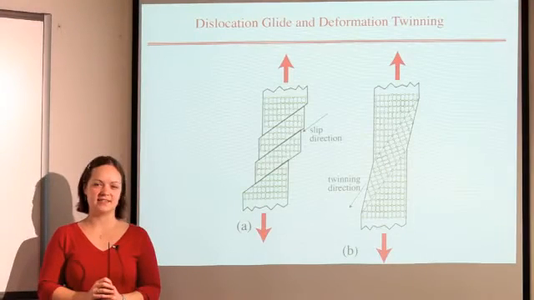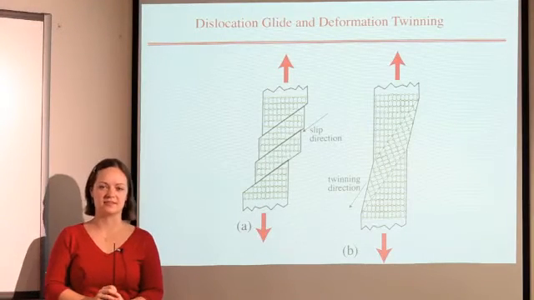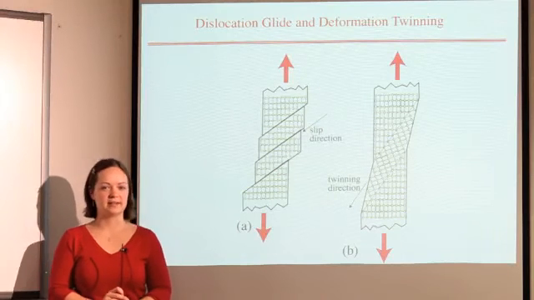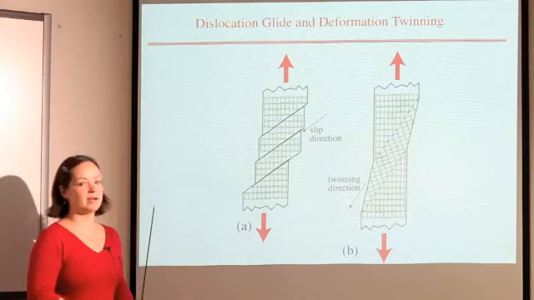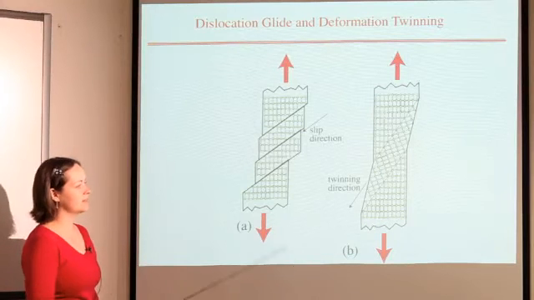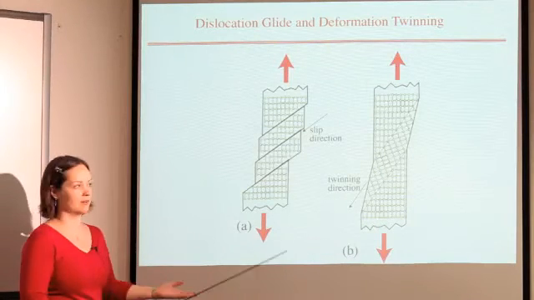In most cases, plastic deformation in metals occurs by dislocation motion. However, under certain conditions, plastic deformation can occur by deformation twinning instead. So this slide shows schematically the difference between dislocation motion and deformation twinning. It's worth pointing out that this is just for a single crystal, but of course both occur in polycrystals as well.